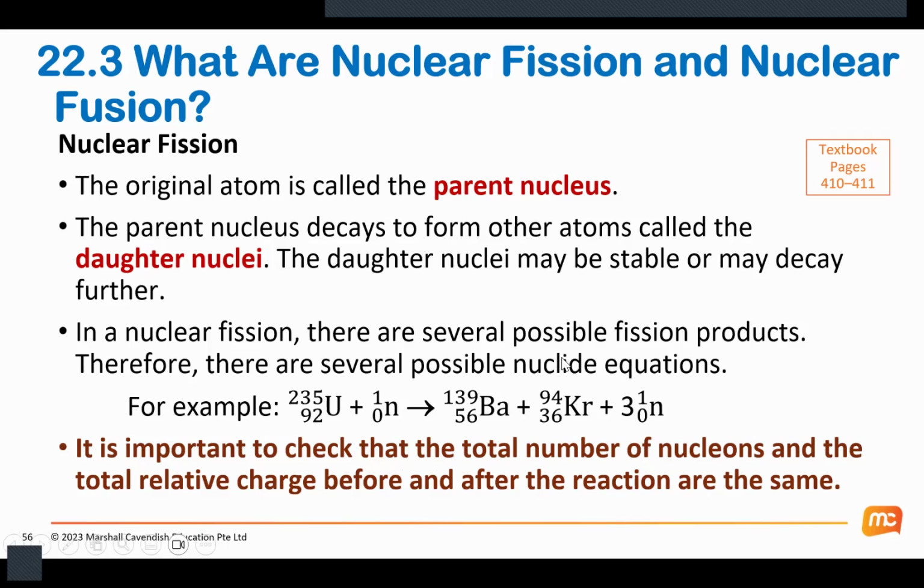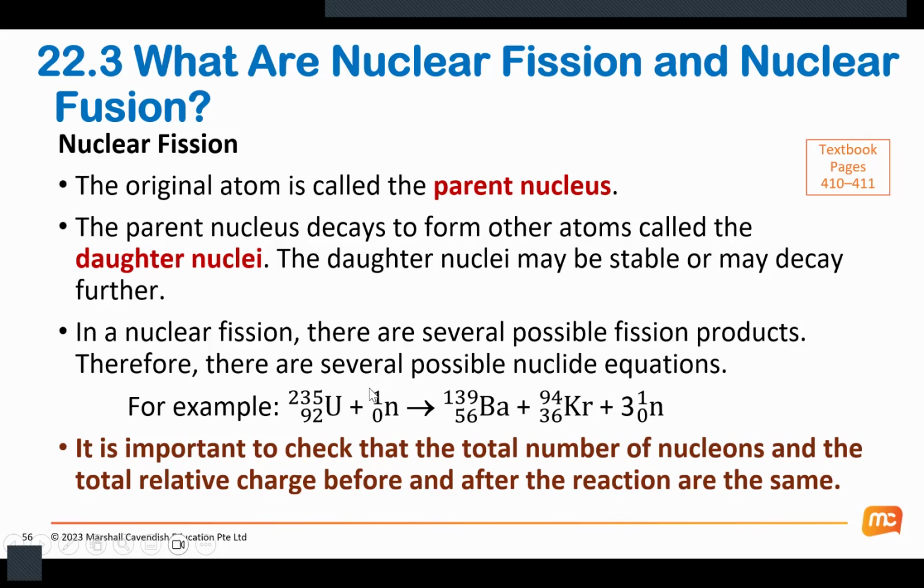Okay, so there are several possible fission products. You do not need to memorize this. The question will tell you what substance it is being decayed into, so you don't need to memorize this. You just need to know that before it splits up, it's called the parent one, and after it splits up to form the smaller nuclei, it's called the daughter nuclei. So this is the parent nucleus.